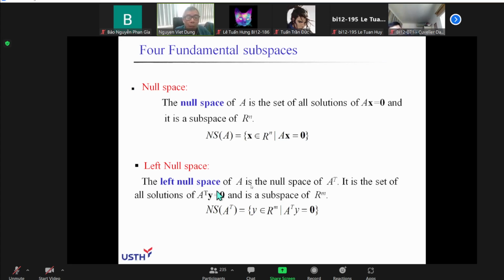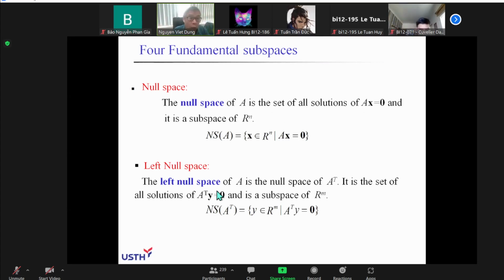The last one is the left null space. The left null space of A is the null space of A transpose. So the definition is quite similar to the previous one, to the null space. The only difference is that we replace A by A transpose. And because of that, the left null space of A will be a subspace of m-space Rm, not Rn, like before. So that's all. Those are the 4 fundamental subspaces.